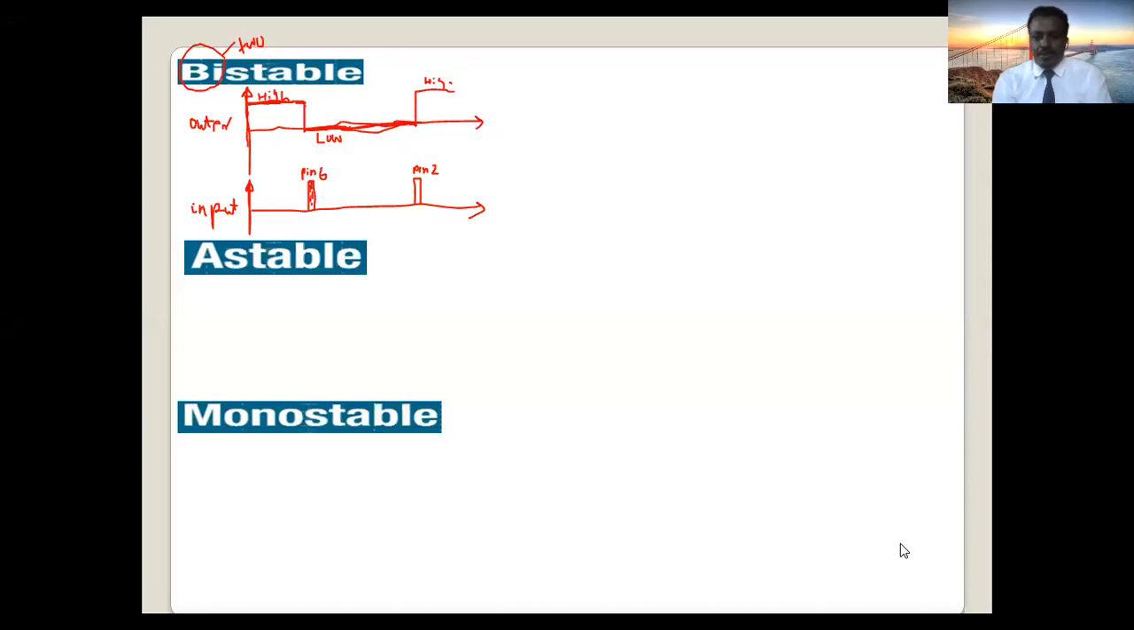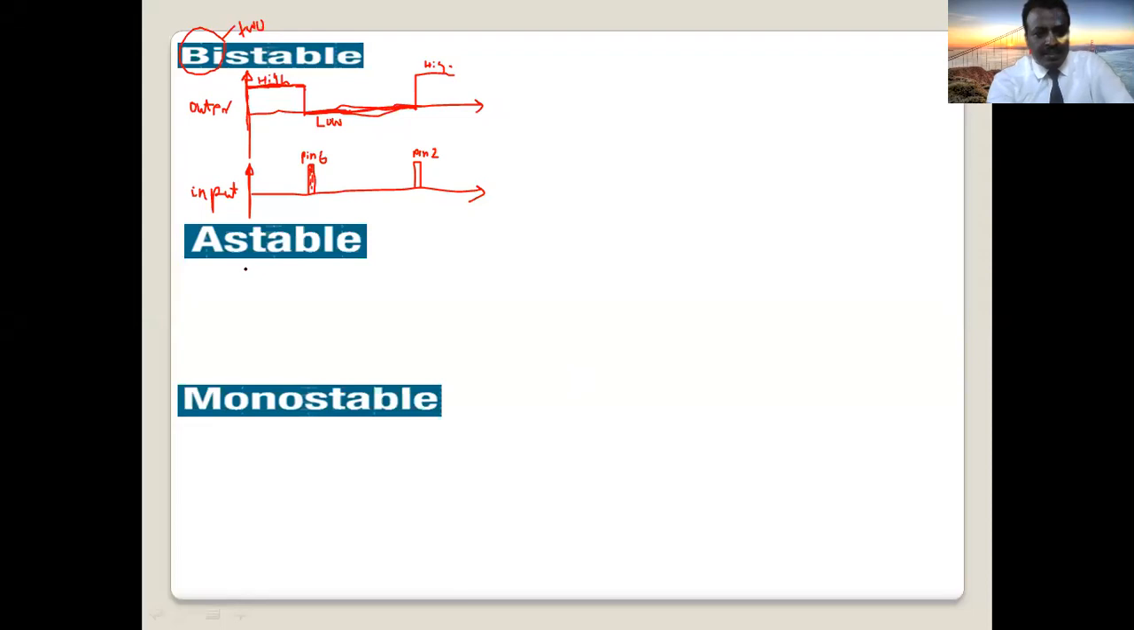Next mode is astable mode. In this mode of operation, the output is astable, means both states are not stable. This is the opposite to bi-stable, which means the output for some time it remains high and it changes without applying any input.